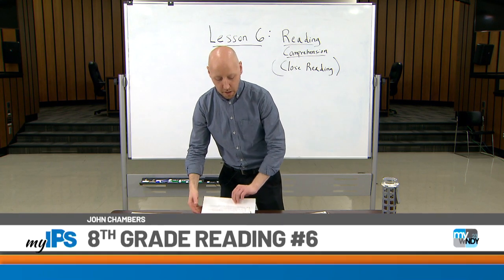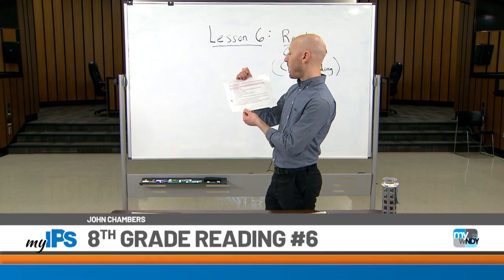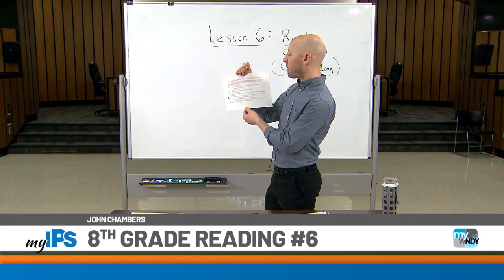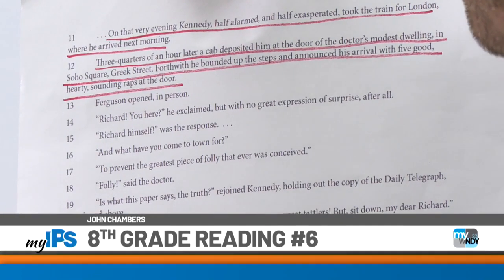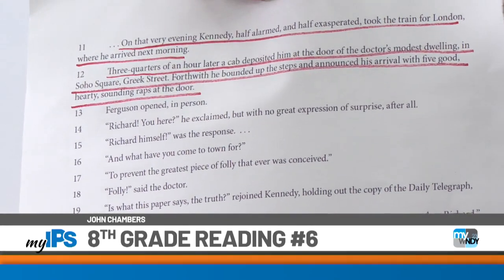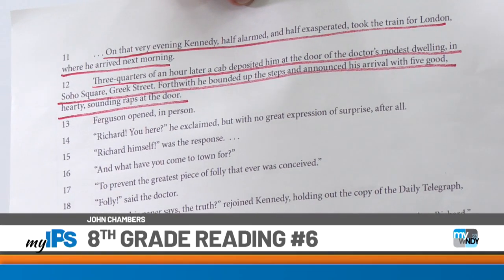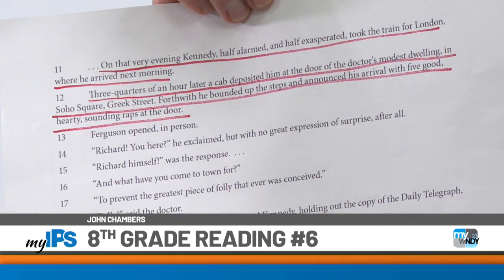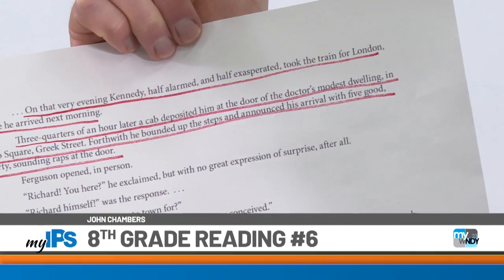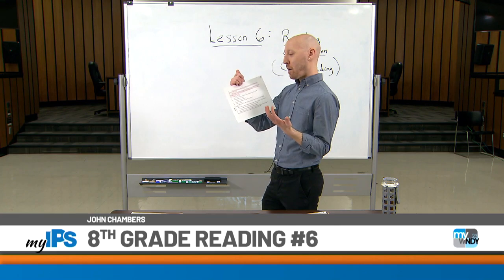All right, paragraph 11. On the very evening, Kennedy, half alarmed and half exasperated, took the train for London where he arrived next morning. 3/4 of an hour later, a cab deposited him at the door of the doctor's modest dwelling in Soho Square, Greek Street. Forthwith, he bounded up the steps and announced his arrival with 5 good, hearty-sounding raps at the door. So it's pretty clear that he is not very happy.